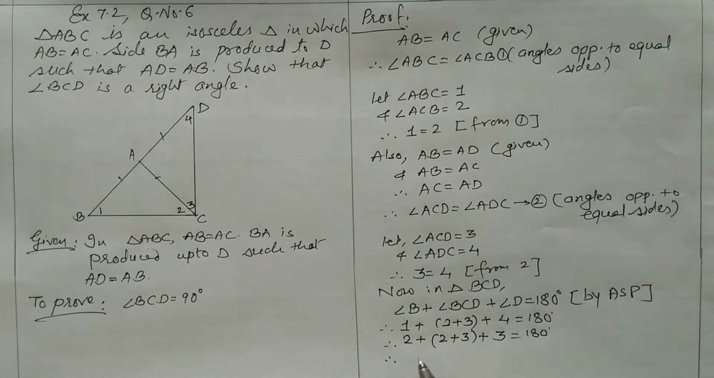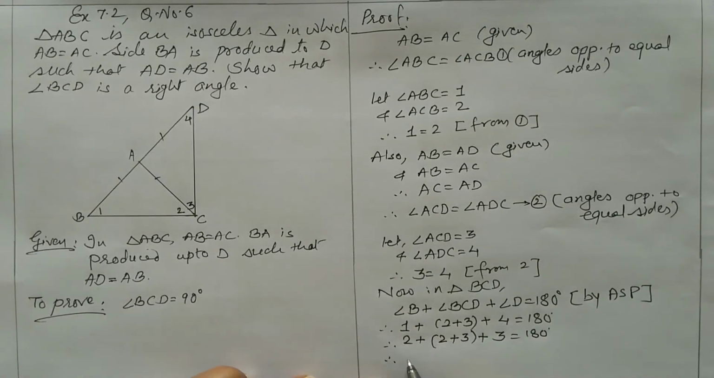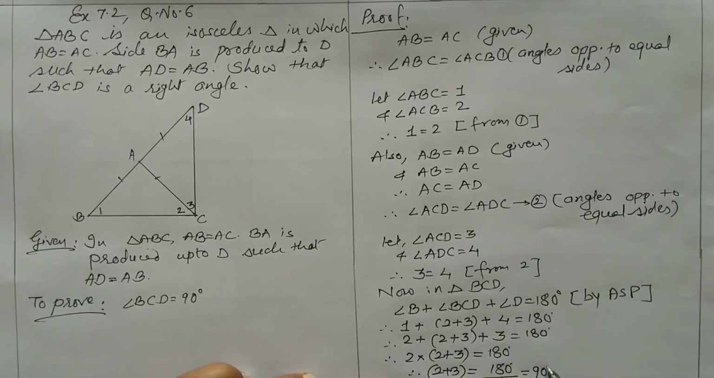So how many 2's we are getting? We are getting 2 2's and 2 3's. So 2 times 2 plus 3 is equal to 180, and therefore 2 plus 3 is equal to 180 divided by 2, that is 90 degrees. So this implies that angle BCD is 90 degrees. Okay, hope you have understood this question number 6.